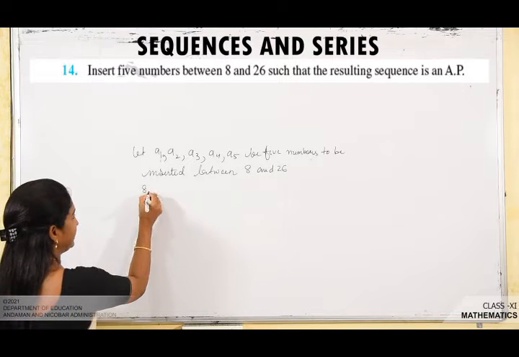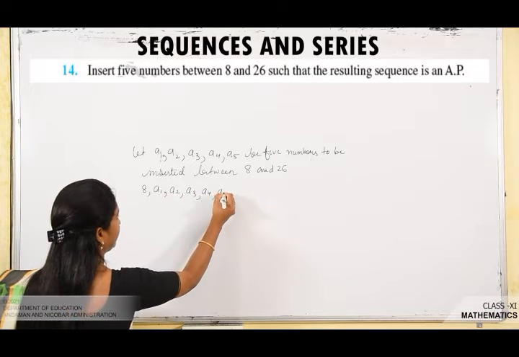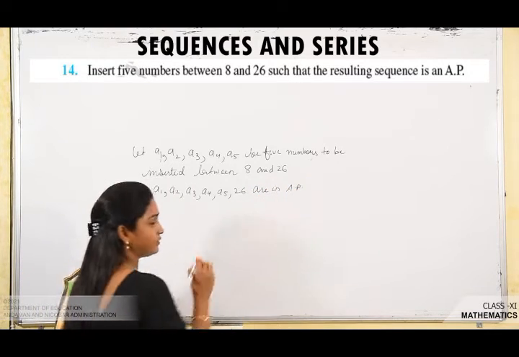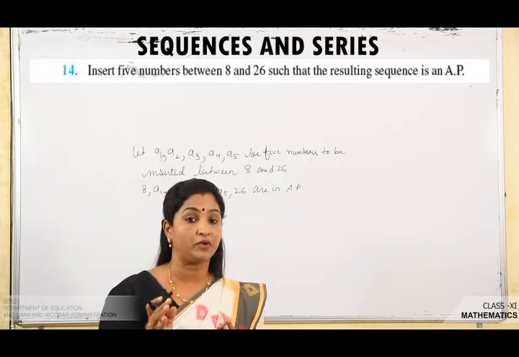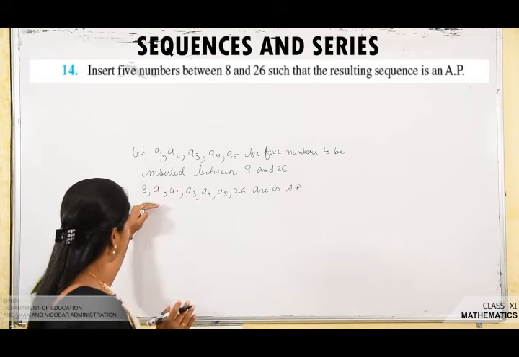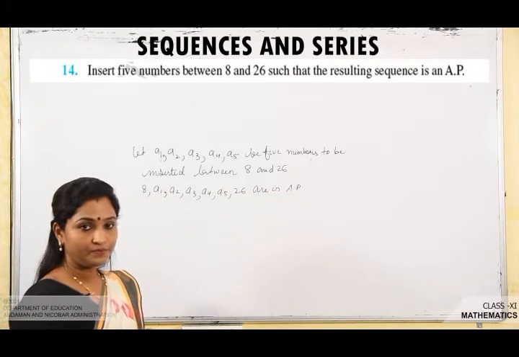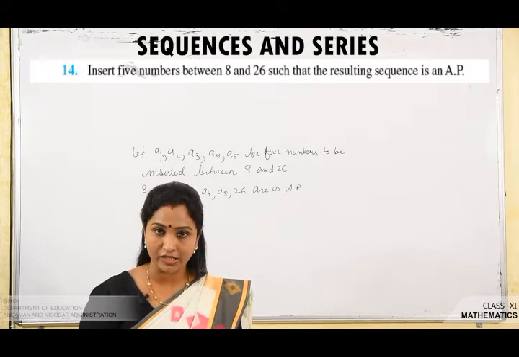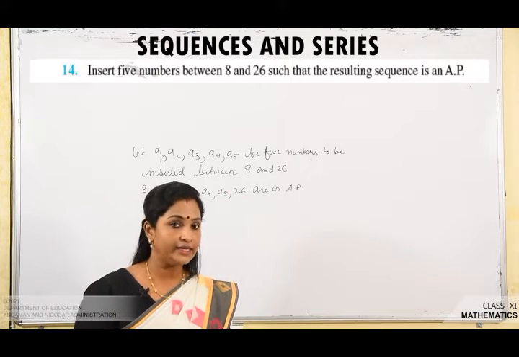What happens? That means 8, A1, A2, A3, A4, A5 and 26 are in AP. Definitely, because the question is to insert 5 numbers between 8 and 26 such that the resulting sequence is in AP. So since 8, A1, A2, A3, A4, A5, 26 are in AP, this will be the last term. You can use the formula which I just now explained to you, D is equal to B minus A by n plus 1. You can find D, where A is your 8, and you can calculate all the terms between 8 and 26.